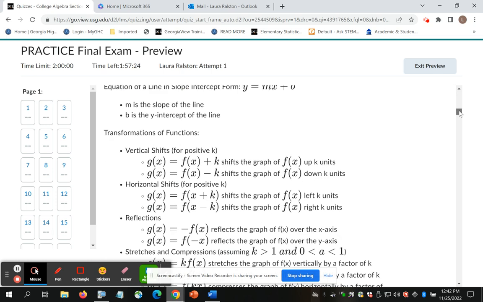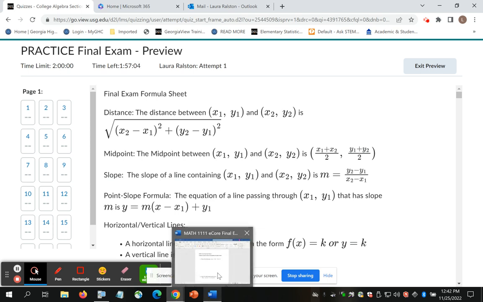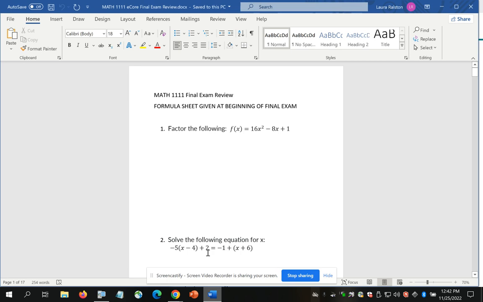So all of those formulas are available at the beginning of the final exam. You are allowed to use your notes. You are allowed to use example problems. However, there is a 2-hour time limit to the final exam. So that's kind of the one restriction. So you may want to have yourself organized, have your notes. The final exam is limited to 2 hours.